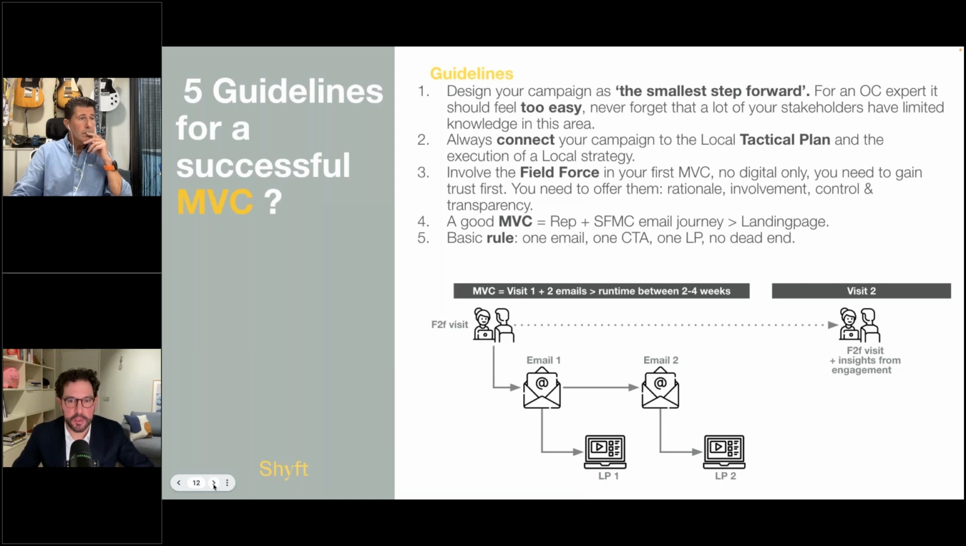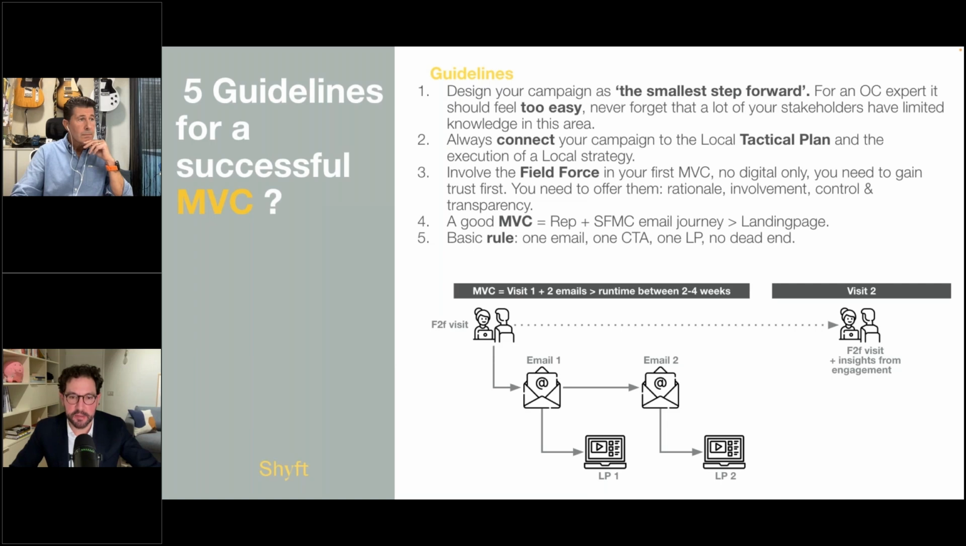And then number 4, a good example of a minimal viable campaign is a rep, a Salesforce Marketing Cloud email journey, and a landing page. So you focus on 3 channels only. You do not overcomplexify. And I outlined a visual below. Alfonso will later on discuss also an example, which is I think already a bit further. And I think it's really good to see that he took this a little step forward.